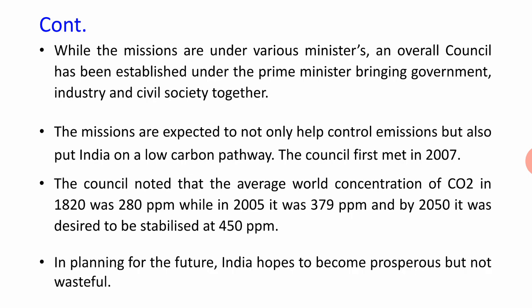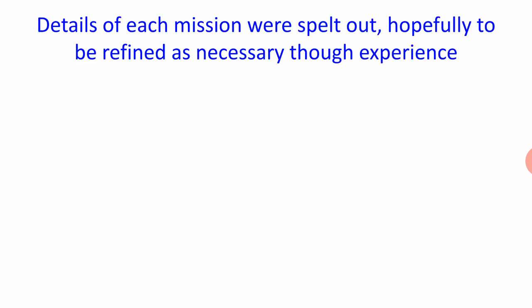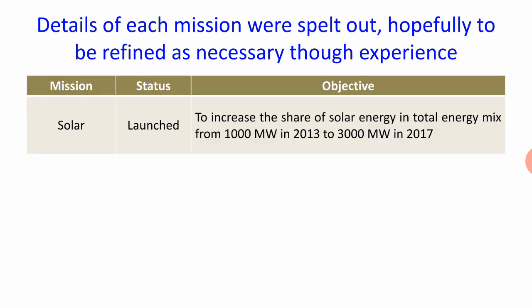So this was identified. In planning for the future, India hopes to become prosperous but not wasteful. They have to develop their own technology: how to reduce carbon emissions, how to get more carbon credits and how to convert this carbon into useful products. The details of each mission we split out, hopefully to refine as necessary through experience. The first one is solar. Already we told how we can do this part.